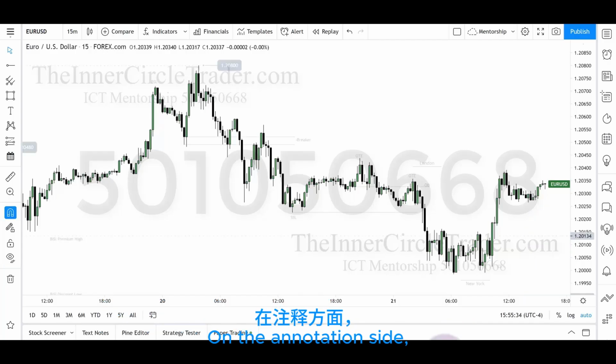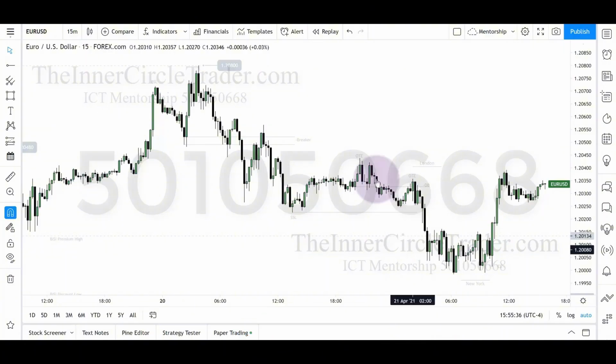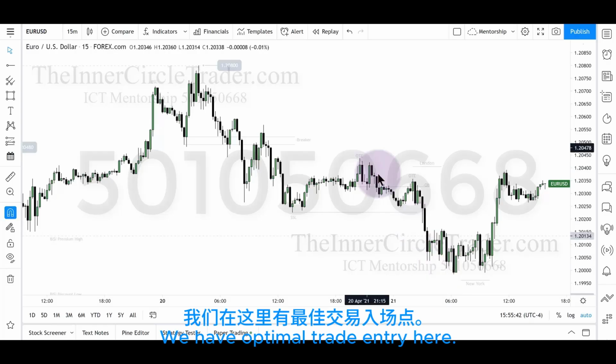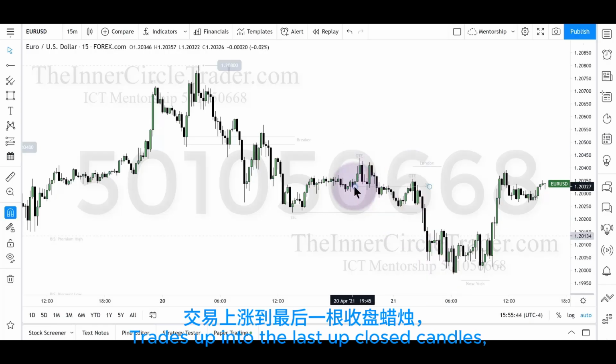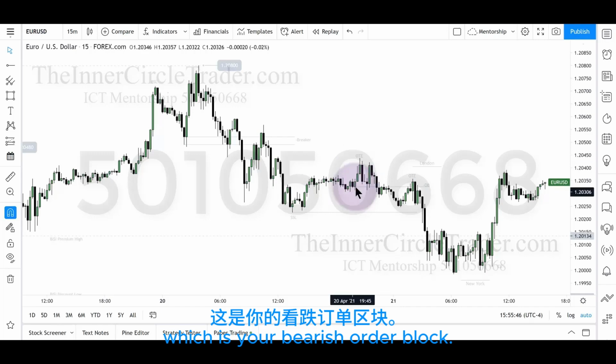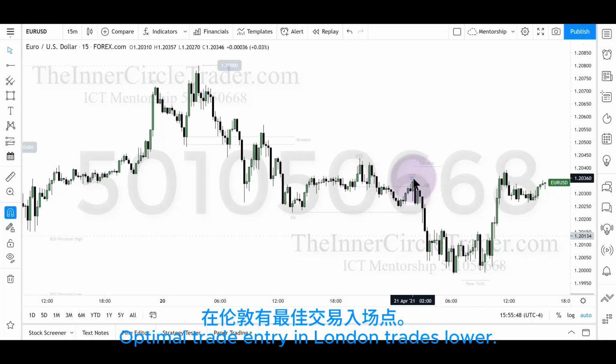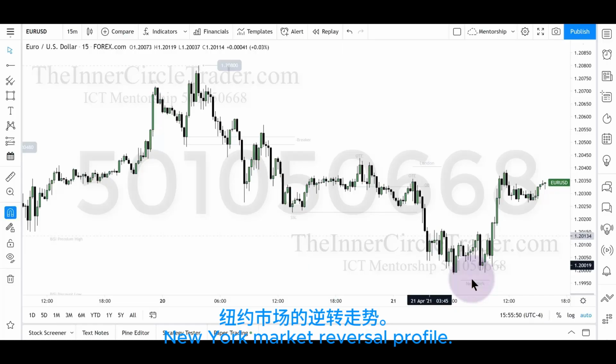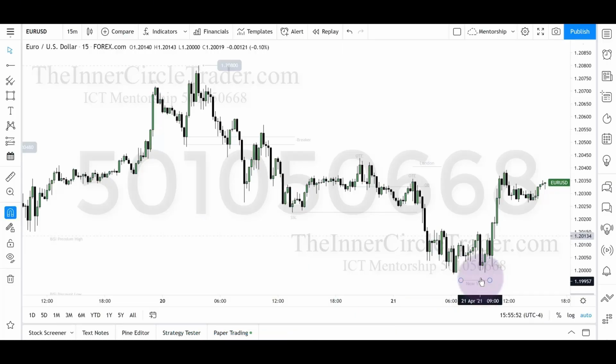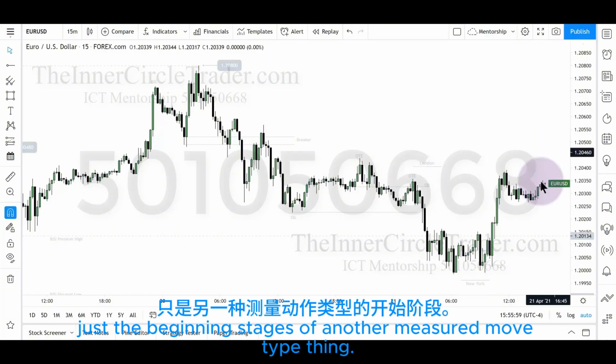On the annotation side, you can see that we had the London Open trade lower. We have optimal trade entry here. Trades up into the last up close candles, which is your bearish order block. Optimal trade entry in London trades lower. New York market reversal profile. Market trades higher, attacking the buy side liquidity here. And it looks like, again, just the beginning stages of another measured move type thing.